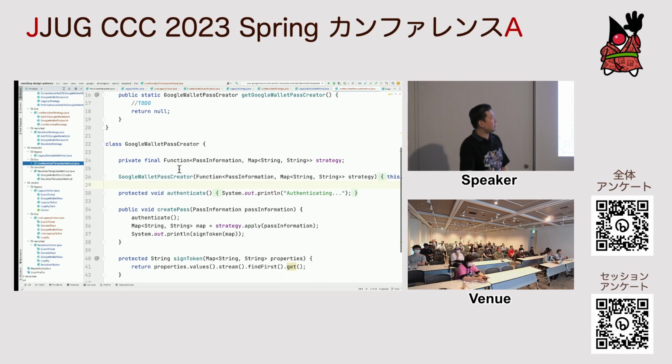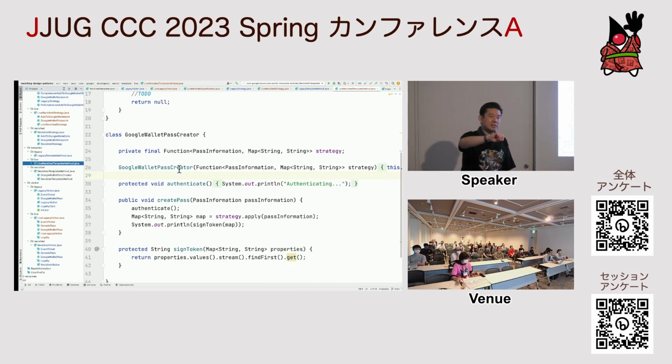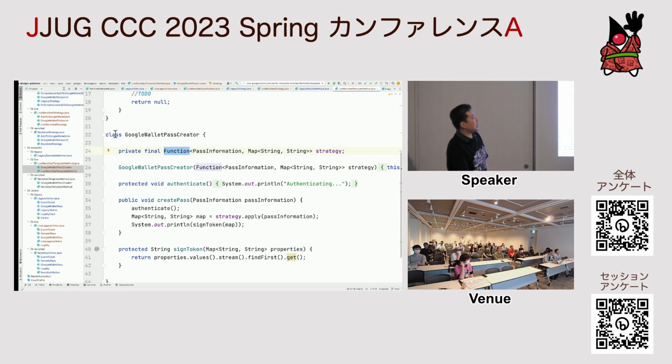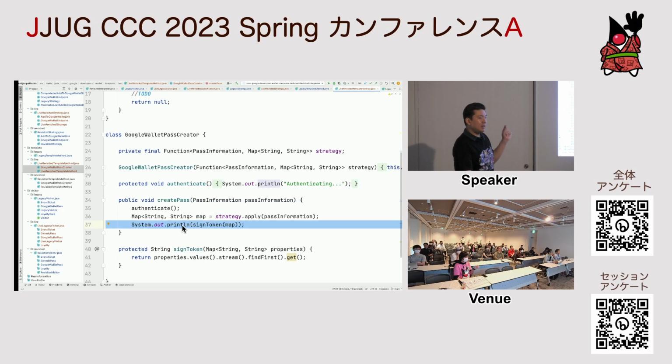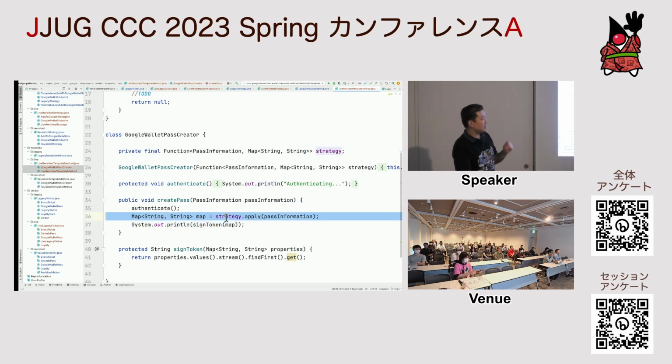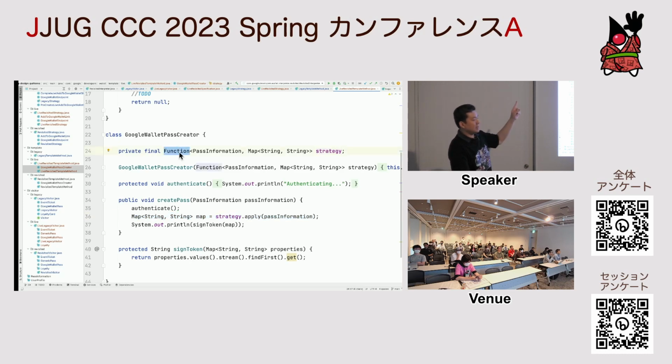what? Instead of using template methods, you should be using the strategy design pattern. So here, instead of creating an abstract class, you create a class, and here is the part that is always the same, and the thing that changes now is a strategy. Okay, so you create again a field, which is a function that receives a pass information and returns a map of string.